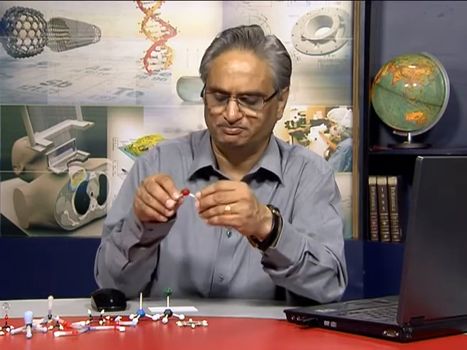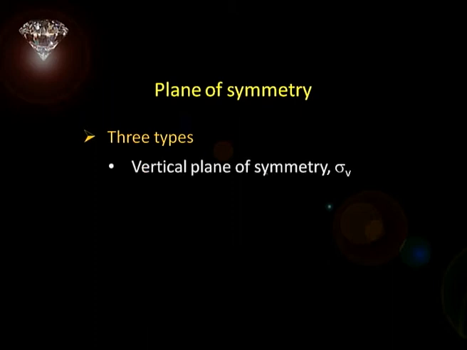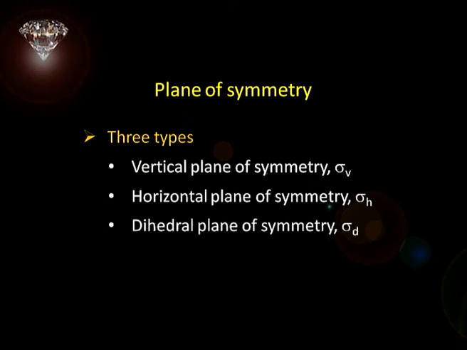It is an imaginary thing. There is no plane, there is no mirror in the molecule. It is just that we have to imagine a mirror in the molecule such that one half of the molecule becomes the image of the other half. So if that happens, I say I got a plane of symmetry. And this plane of symmetry is symbolized as sigma. And there are three different types of planes possible in molecules. They happen to be vertical planar symmetry, which is given the symbol sigma v. We have horizontal planar symmetry symbolized as sigma h, and there is a dihedral planar symmetry symbolized as sigma d.